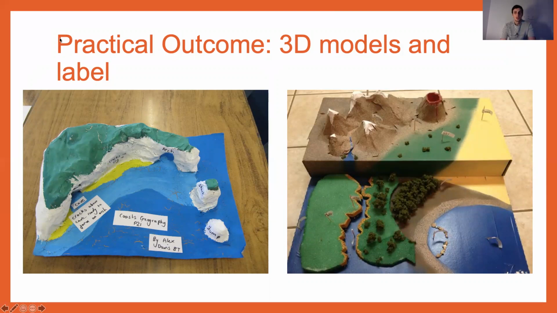Here's a little idea that you could do today. You could make a 3D model and label it with some of those words that we've come across today. Here's a little example. I'd love to see some of these coming through, guys. So you could label things like a cliff, like stacks, the sea and the beach. That would be fantastic.